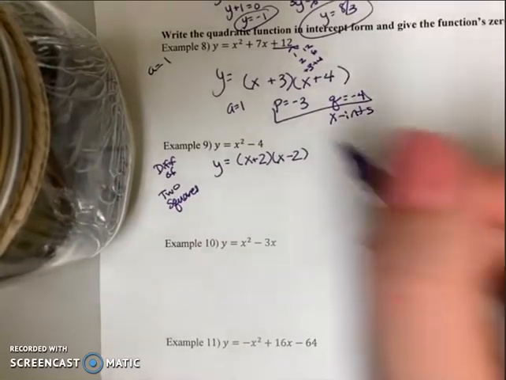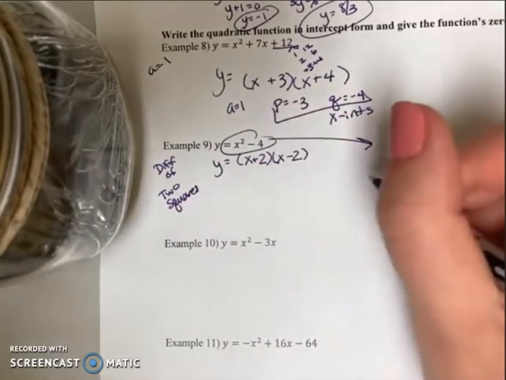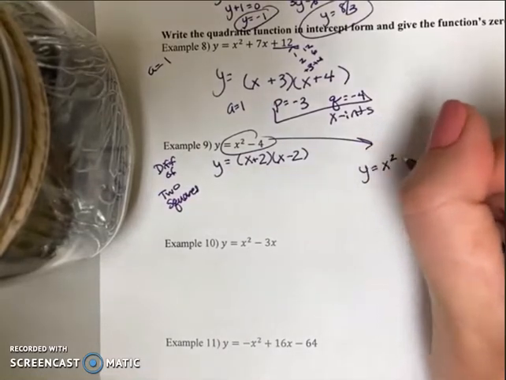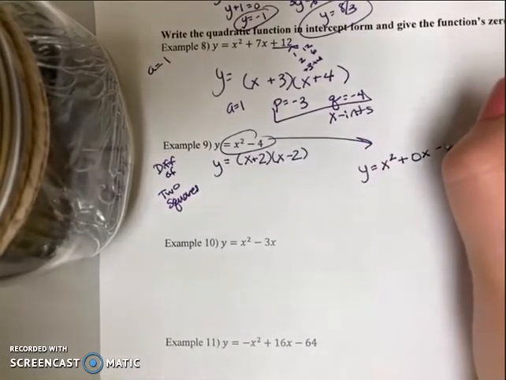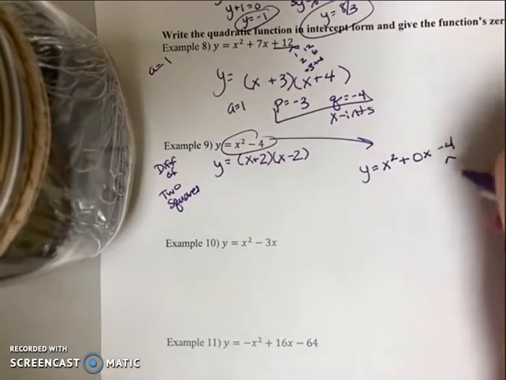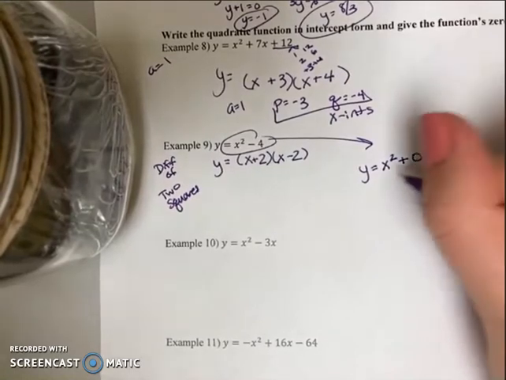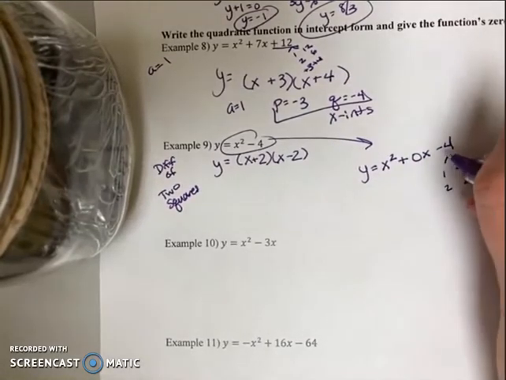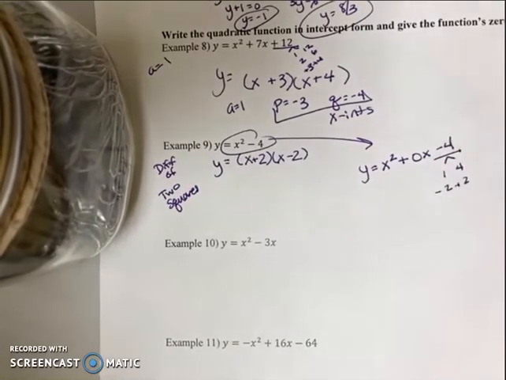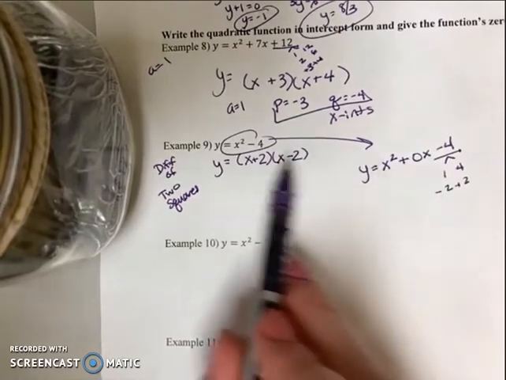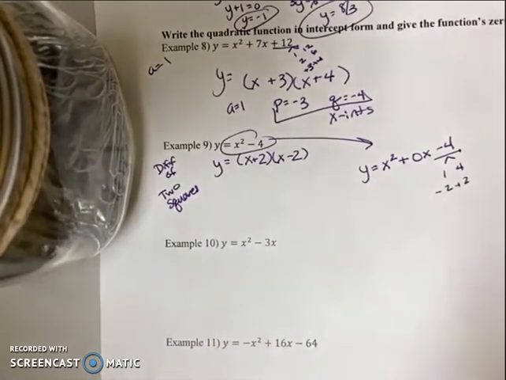If you didn't have that rule memorized, you could also rewrite it as y equals x squared plus 0x minus 4. List out the factors of 4 and treat it like a guess and check. So using different signs, what could become 0? Well, minus and plus, you'd have x minus 2, x plus 2.